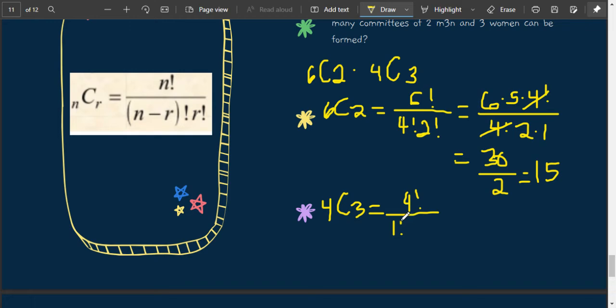Ma'am, saan galing yan? 1 factorial na yan. Diba? Isusubtract natin to. N minus R. So, 4 minus 3 is 1 factorial. Tapos, ang R natin is 3. So, this will become 3 factorial. So, ngayon, expand na natin yung 4 factorial hanggang 3 factorial. Hindi ko na nilagay yung 1 factorial class kasi 1 lang din naman yan, di ba? So, cancel, cancel. So, ang answer is 4.